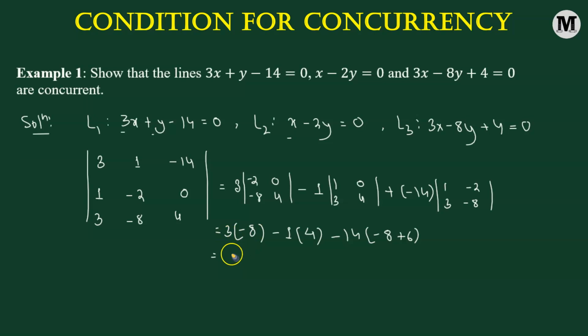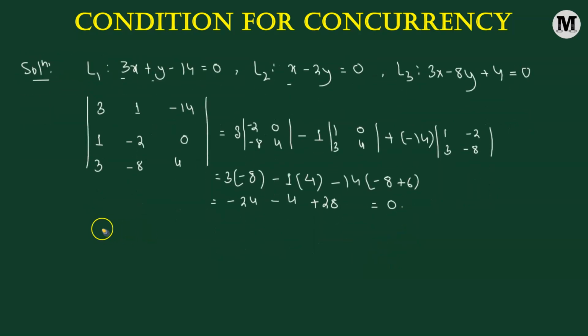So now we have 3 times negative 8, so that's negative 24, minus 4, this is going to be negative 14 multiplied to negative 8 plus 6, that's negative 2, so negative 14 times negative 2 makes it positive 28, and when we combine them, we're going to get 0. So we're seeing that the determinant comes out to be 0, hence the lines L1, L2 and L3, these three lines are indeed concurrent. That means they are going to pass through a single point. So that's what we had to show, and we have successfully proved it.